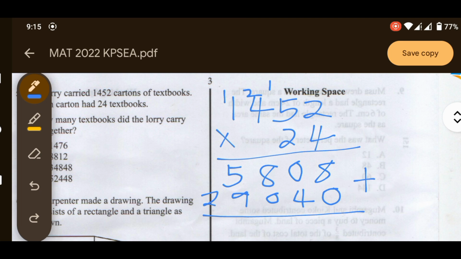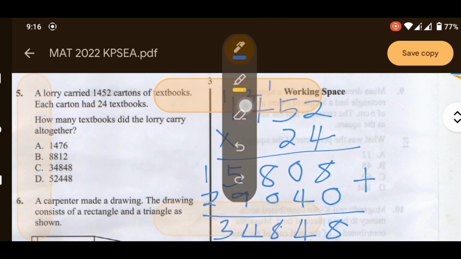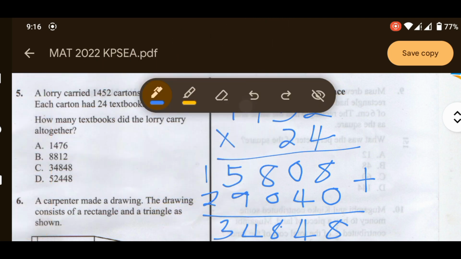We add that, so 8 plus 0 is 8. So 8, 0 plus 4 is 4. 8 plus 0 is 8. 5 plus 9 is 14. So we put 4, carry 1, and 3. Alright, so now the answer is 34,848. That would be C.